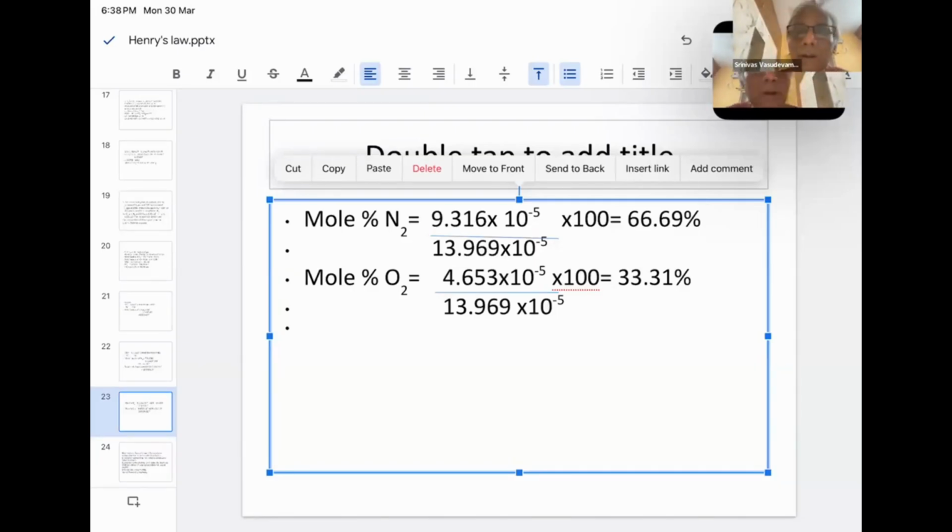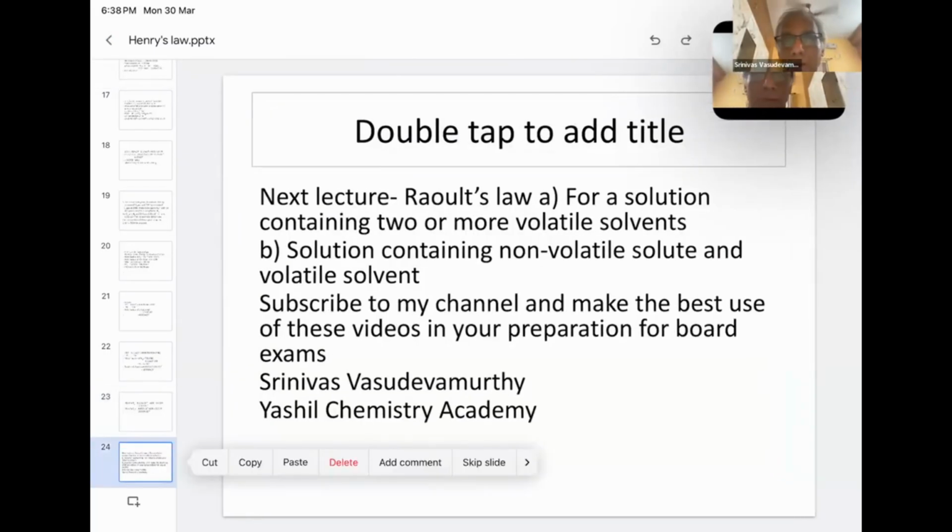Next class, we will see Raoult's law and then the derivation of Raoult's law for a solution containing a non-volatile solute and a volatile solvent, and for a solution containing two volatile solvents. That part we will do. If time permits, we will go for numericals based on Raoult's law. That's what I have written. Next lecture, Raoult's law for a solution containing two or more volatile solvents. Second part, solution containing a non-volatile solute and a volatile solvent.